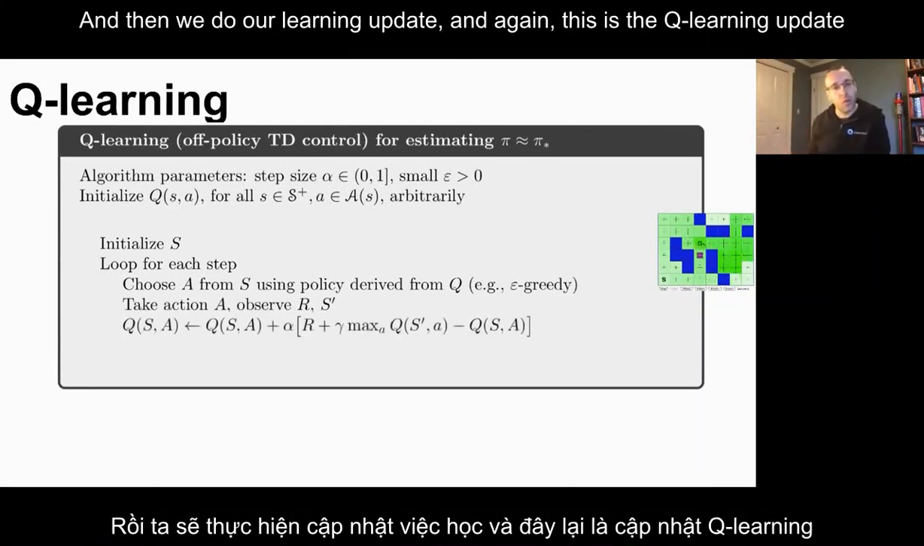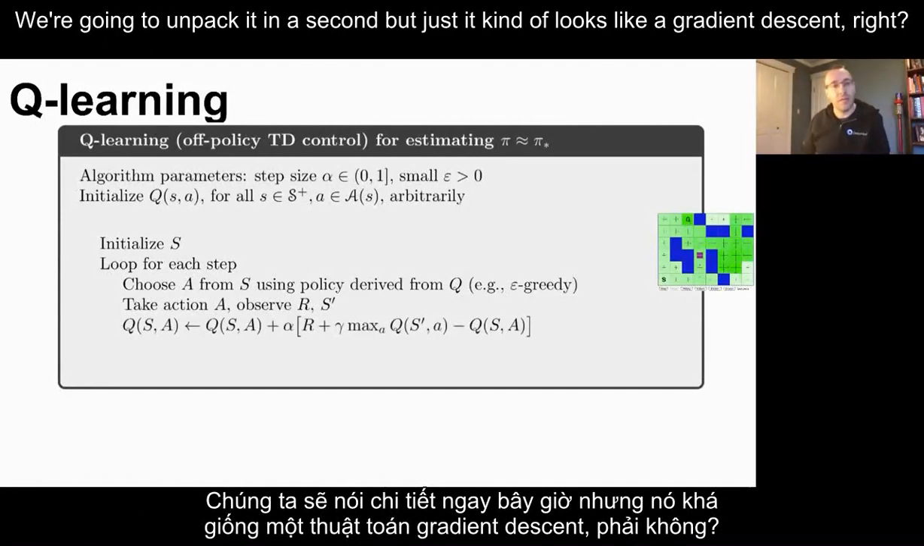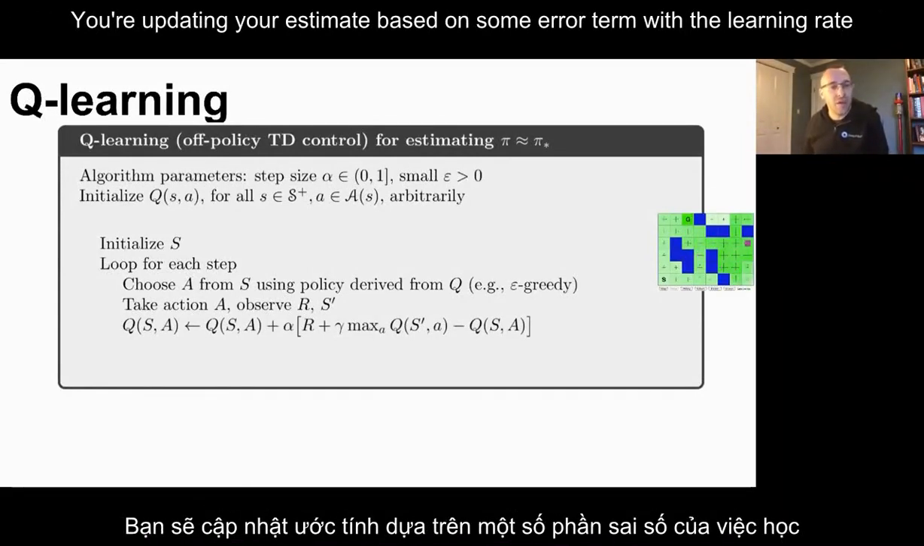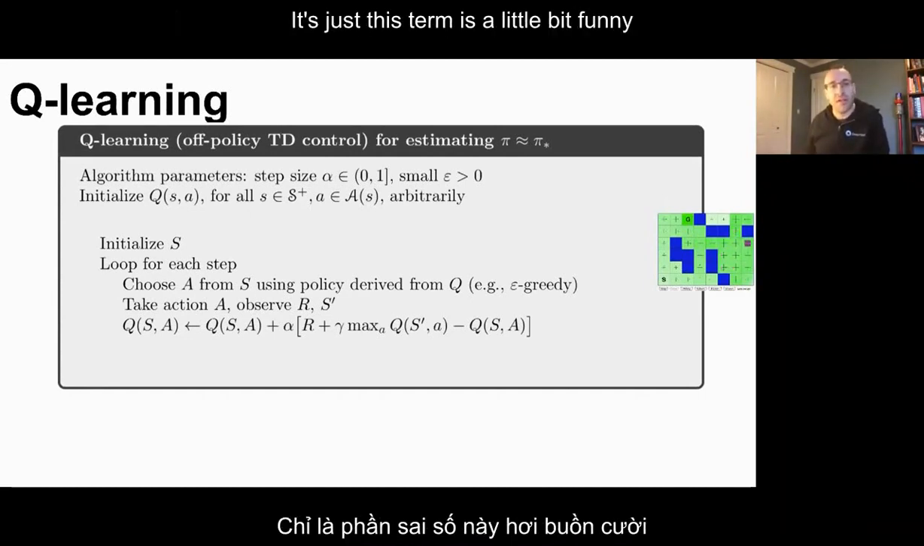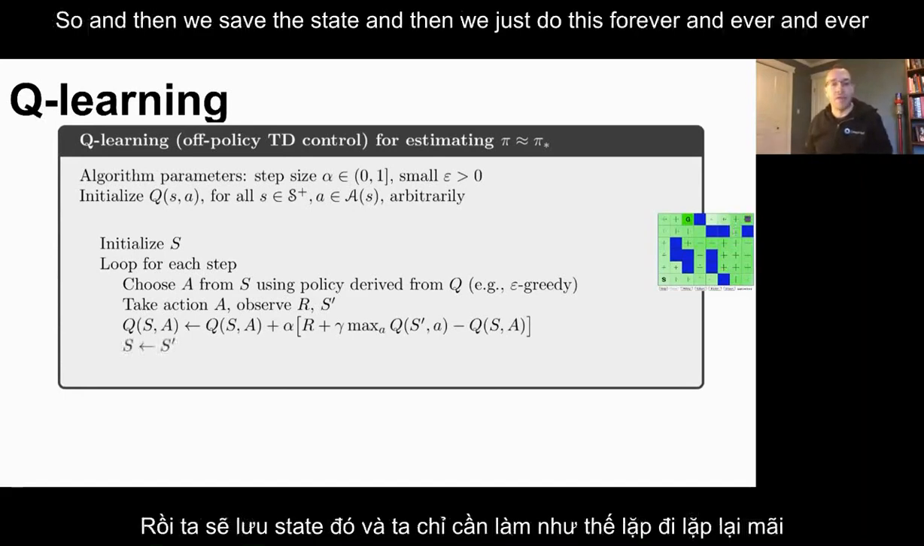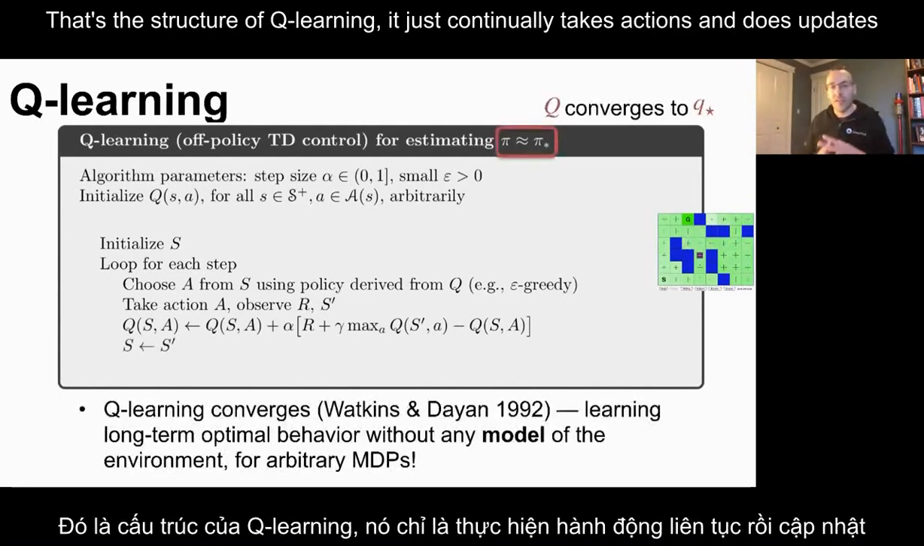And again, this is the Q-learning update. We're going to unpack it in a second, but it kind of looks like a gradient descent rule, right? You're updating your estimate based on some error term with the learning rate. That's the usual thing. It's just this term is a little bit funny. And then we save the state, and then we just do this forever and ever. That's the structure of Q-learning.